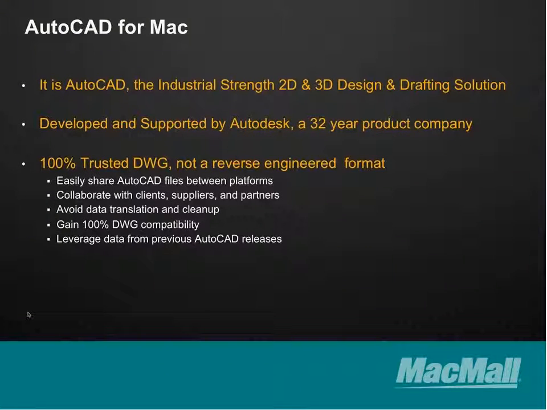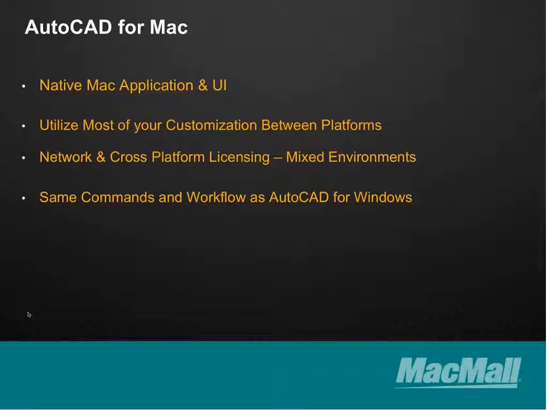Again, it's AutoCAD, the industrial strength tool, 100% DWG, developed and supported by Autodesk. Native Mac UI, same commands and workflow, network and cross-platform licensing. So if I have AutoCAD for Windows, I can actually use that same serial number for AutoCAD for Mac, and I can activate on 2 different machines in a 12-month period. I can also, if I'm a large company and have a network licensing manager, it will manage those AutoCAD Mac and AutoCAD for Windows and other Autodesk products. So that's pretty nice and flexible.